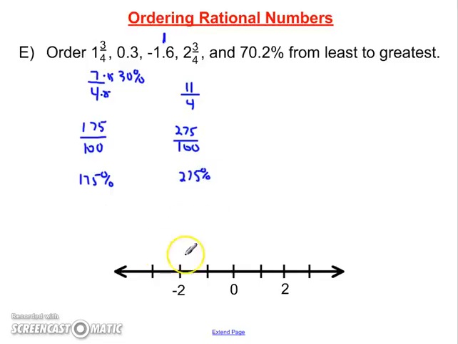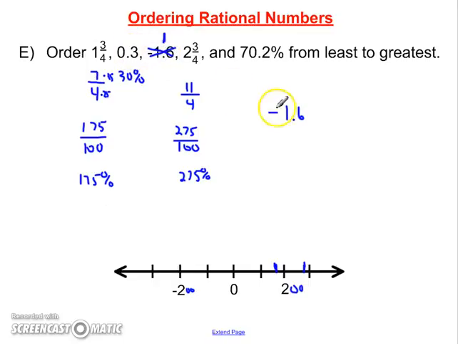If you needed to, you could plot these all on a number line, which in this case would be a negative 200% with the way that we're doing it. Since we're converting to percentages, these would actually be in percentages. So these could all be plotted on the number line. 275% would be down here, 175% would be here, and so on. I don't think I need to do that in this particular case, though. Again, negative 1.6 I know has to be the smallest because it's the only negative. So that one is now taken care of.